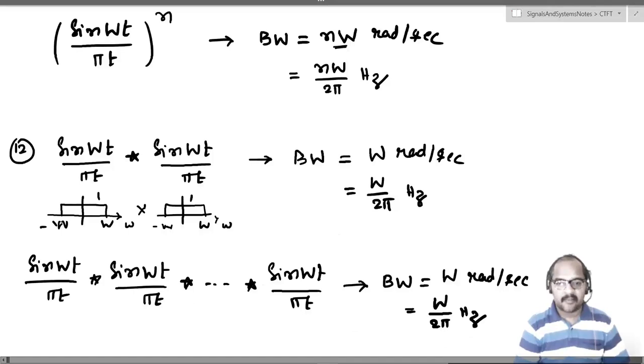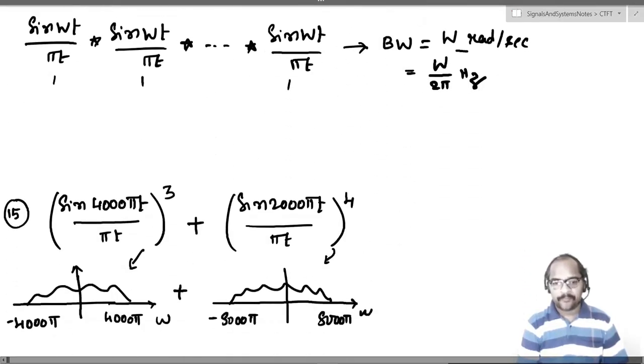So we can extend this result to n convolutions. What do I mean by that? If you convolve sin(Wt)/(πt) with itself multiple number of times, the bandwidth is not going to change. Why? You have to multiply a rectangle and a rectangle, all the same rectangles, and hence you will get again the same rectangle, from minus W to plus W. So the bandwidth would be W radians per second, which is equal to W by 2π hertz.